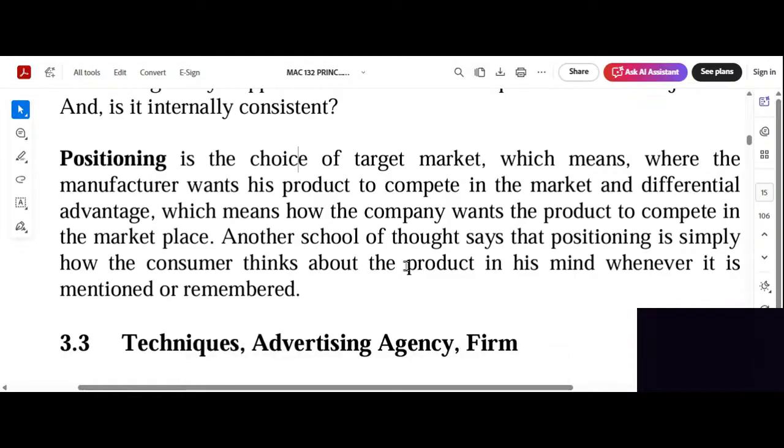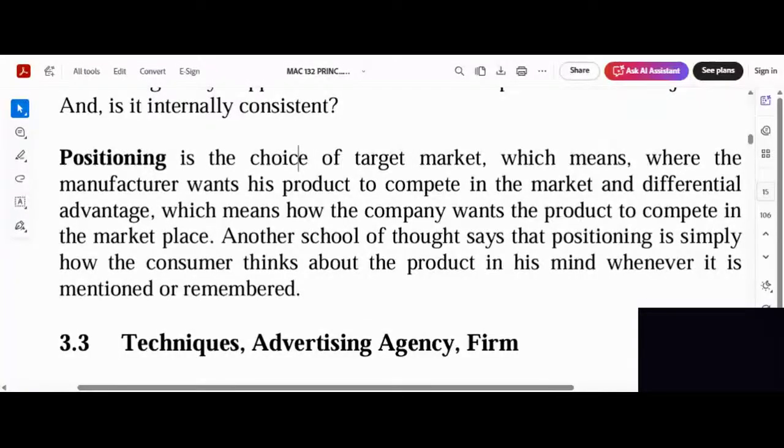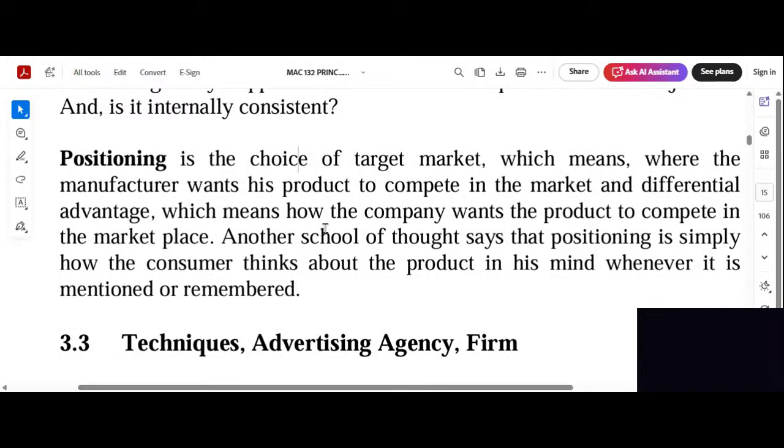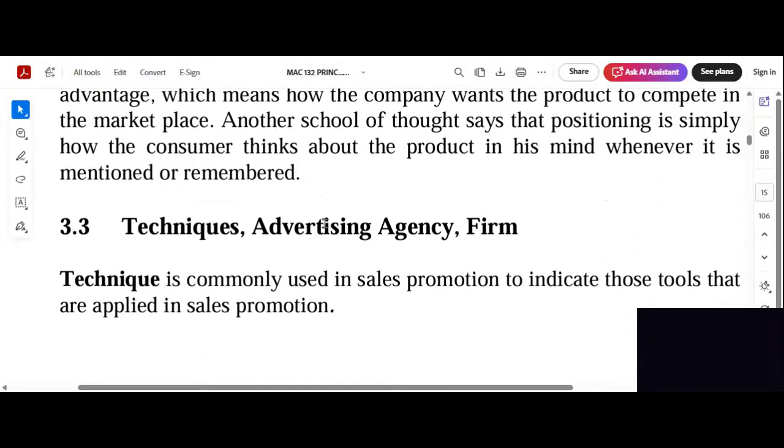If you mention Bonvita in Nigeria now, or Milo, or maybe Coca-Cola, it's just like nobody doesn't know those ones. Those kinds of products have created some impression in the mind of the consumers, so much that when somebody mentions Coke, what comes to your mind is something that can refresh. I'm very thirsty, you know. That is another work of positioning in product life.